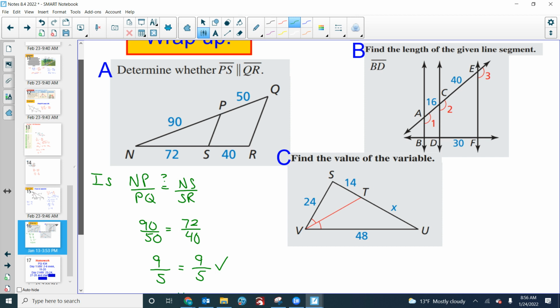Fractions. How many of you have attempted letter B? Who still needs more time? All right, go ahead and take a minute.